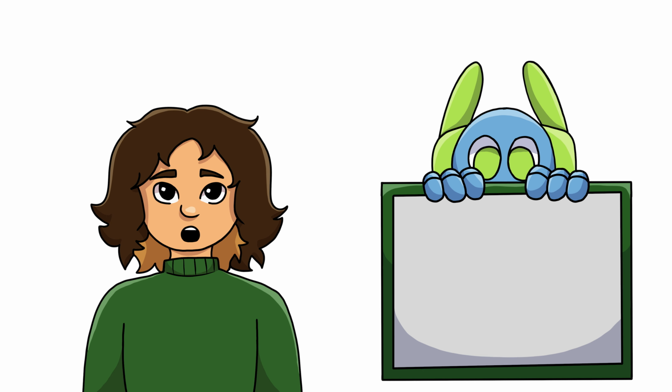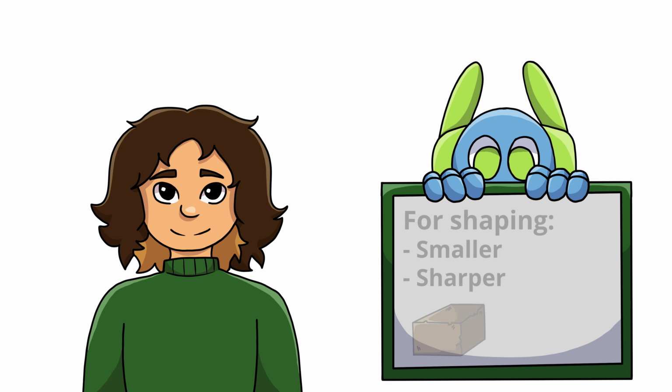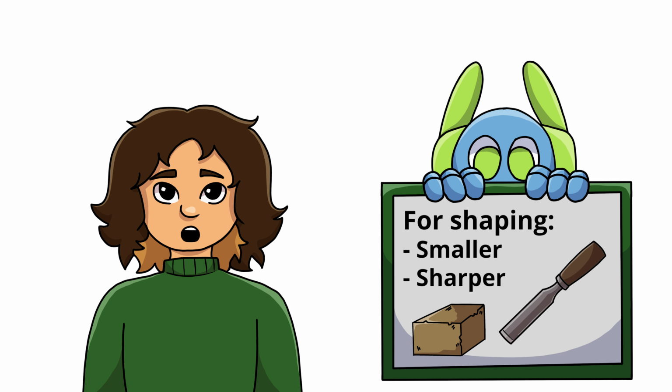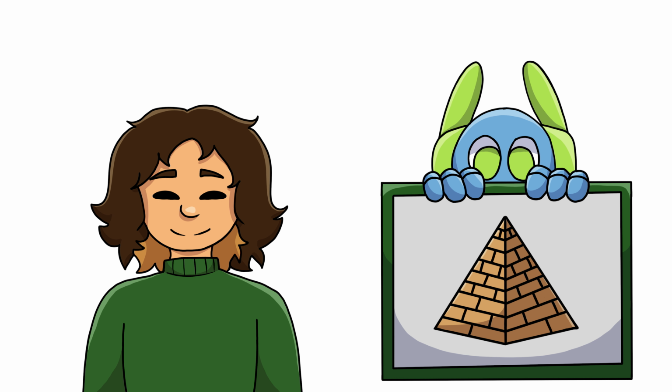Now, for our pyramid stones, we need strong, large, and sharp wedges in order to remove the rocks from the ground. For example, a pickaxe could work well. Then, in order to shape them, we need a smaller and sharper wedge to cut them. A chisel may work well here. This is how we're able to make the building blocks for our pyramid.